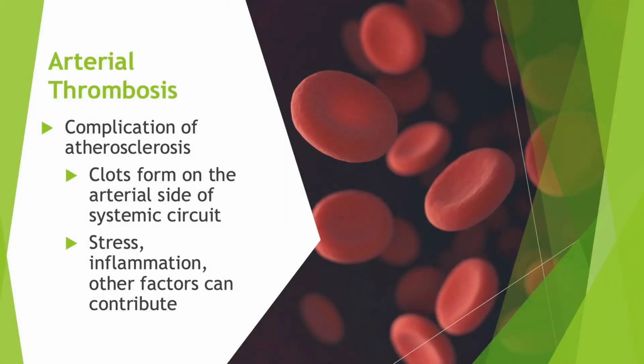Arterial thrombosis is a complication of atherosclerosis. In this condition, clots form on the arterial side of the systemic circuit. Stress, inflammation, and other factors can contribute to the development of arterial thrombosis.